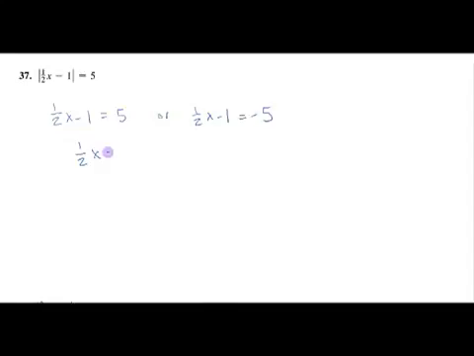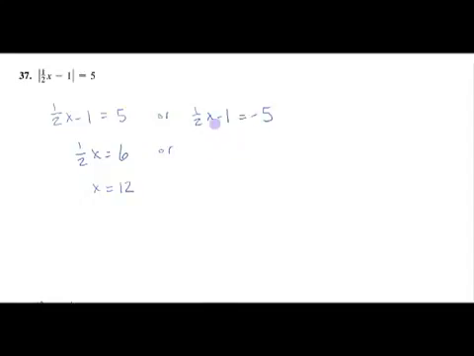Absolute value of 1/2 x minus 1 is 5. So I know if the absolute value of this, the distance that this is away from 0, is 5, that must mean that that expression has a value of 5, or maybe it has a value of -5. That would make it 5 units away from 0 on either side of 0. Now I have 2 equations to solve. So over here, of course, I'll add 1. Then I multiply both sides by 2. I get x equals 12.